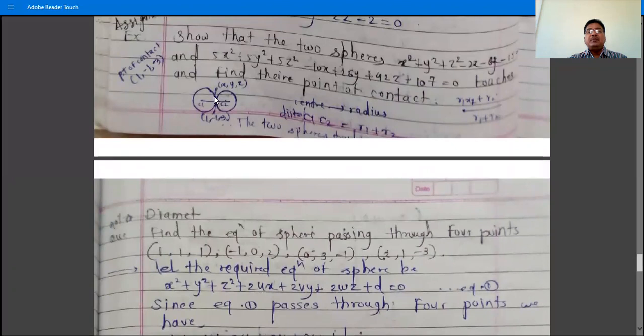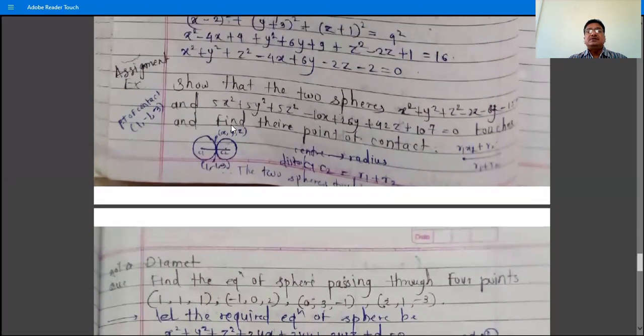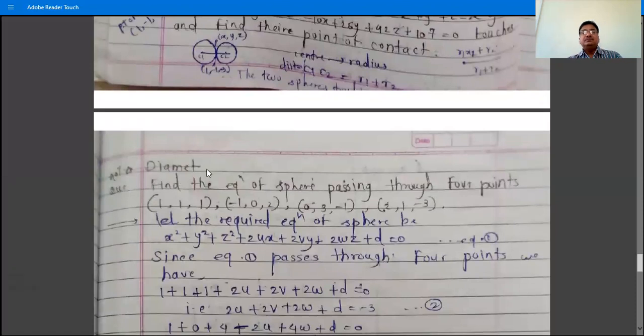And how can we find their point of contact? Suppose P(x, y, z) is the point of contact. Then by using the section formula, find x, y, and z. Here the point divides C1C2 in the ratio 2 to 3, or 2 to 1 depending on the labeling. So by using the section formula, find the point of contact, and the point of contact is (1, −1, −3). I will share the answer of this problem through WhatsApp with you.